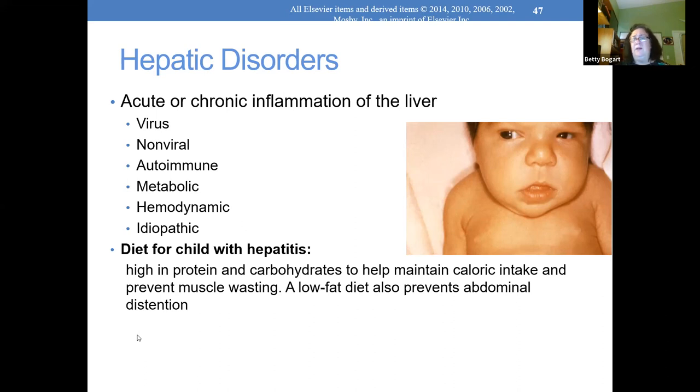They're not ingesting well and they're not able to tolerate fats, because with the liver there's no bile, so we're not going to digest fats. We want a diet high in protein and carbohydrates. It keeps the calories there for energy, and protein helps with the muscle wasting so that these children can maintain good muscle tone. And we don't want fat because of abdominal distension and a lot of gas. So a low fat diet for these children.